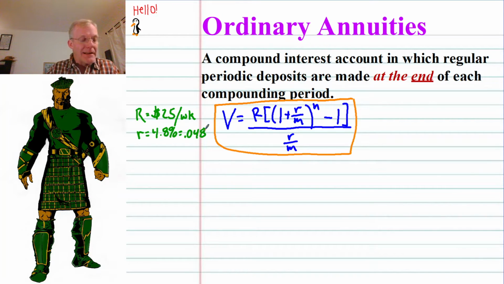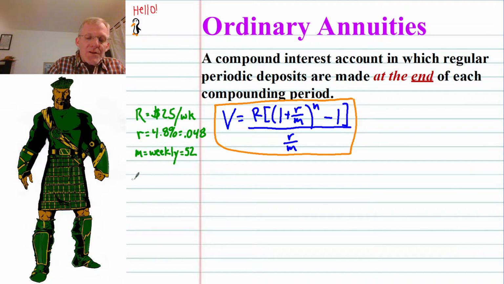So if we're going to put our $25 away a week, that's because we found a weekly compounding account. So let's make M weekly. How many weeks are there in a year? Right, there are 52 weeks in a year. You can look that up if you need to. That's a number to kind of know: 52 weeks in a year.